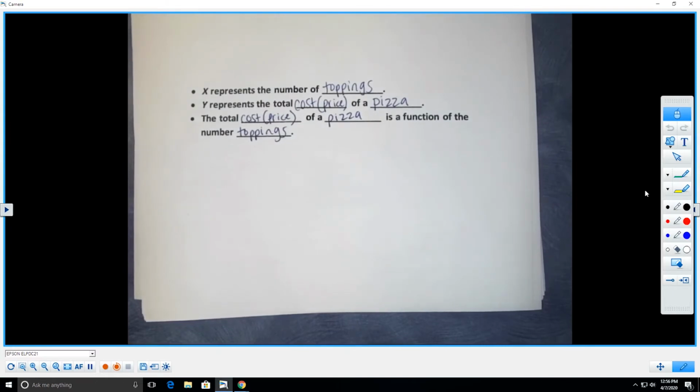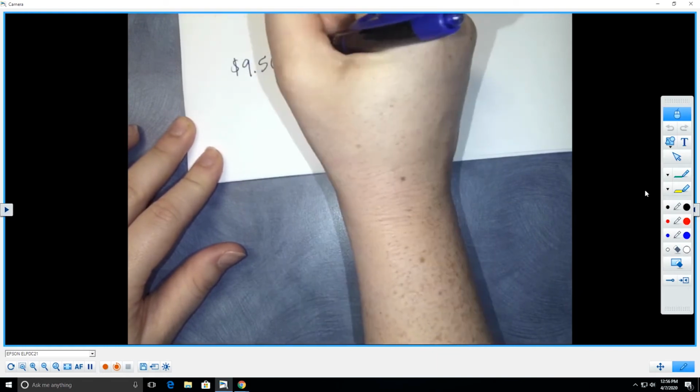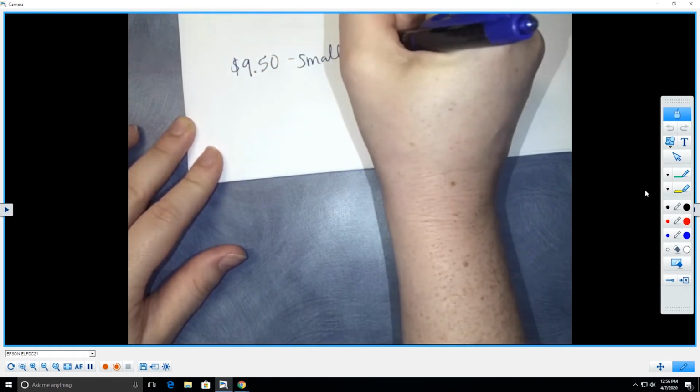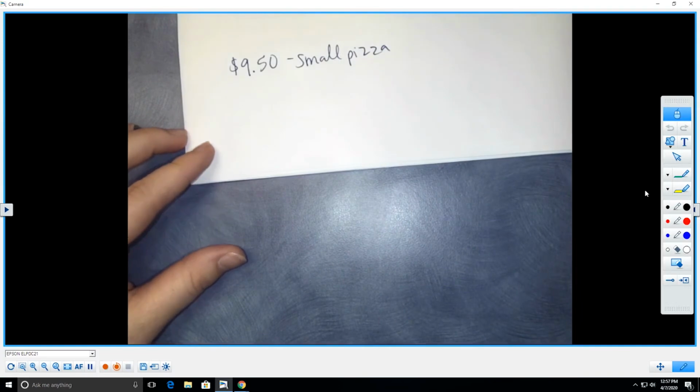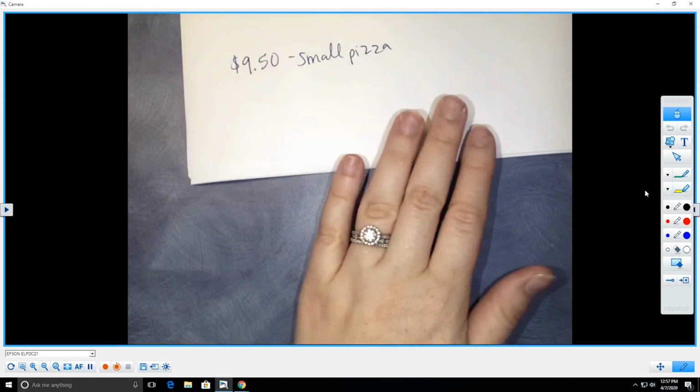Great. Did you know that some people think that the graph or equation can only tell you the cost of the pizza? However, if you know the total cost of the pizza, you can also find out the number of toppings that you should have as well. Want to try that? Of course you do. Let's give this a whirl. If Andrea spent $9.50 on a small pizza, how many toppings did she get?